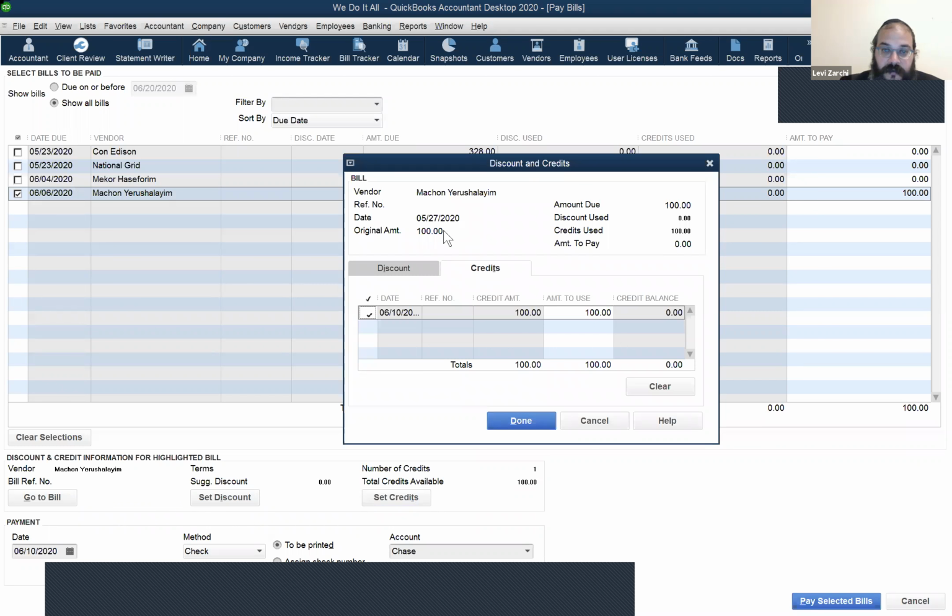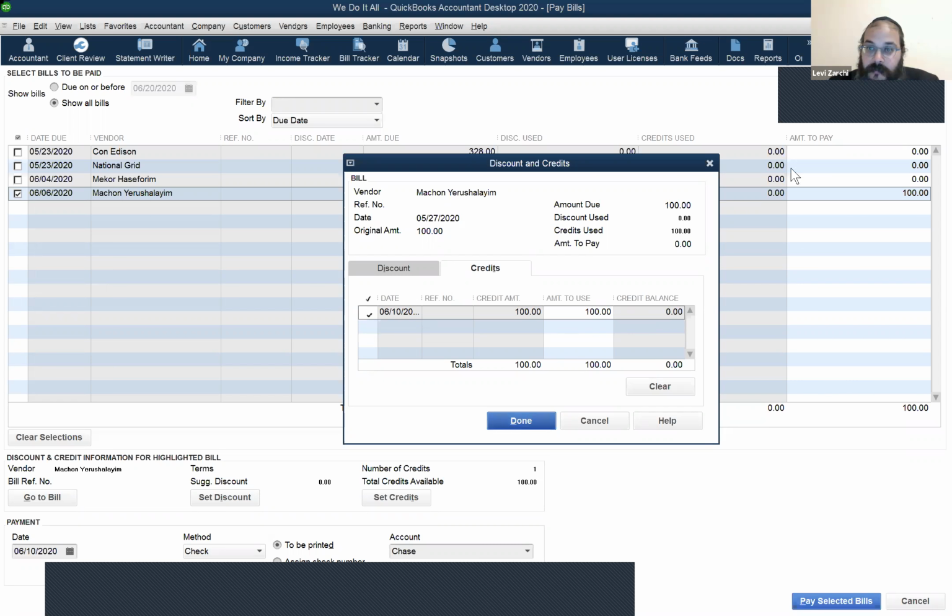So for the bill dated 5/27, today on 6/10, I'm going to make the payment. I'm using up the whole $100. Sometimes I have a credit which is more than $100, and the bill is only 100, so I'll only use part of it and I'll have some credit balance left over. I could have said I want to use only $50, and then I would have still a balance of 50. I could have used $72 and a balance of 28. But in this case, I'm going to use the whole thing, $100.